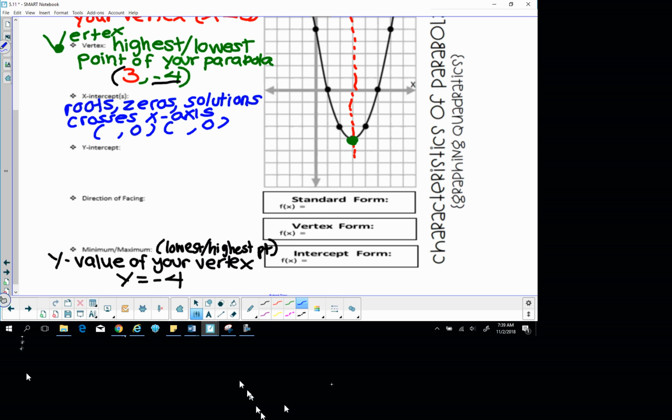Sometimes there will be 0 x-intercepts, which, if you're taking Algebra 2, you'll be learning about that, not in here. Sometimes there can be 1 x-intercept, so if it bounces off a point, it goes back. And there can be 2, which is usually how it is. So right here, I can see these are my 2 x-intercepts, and those points are (1, 0) and (5, 0). So those are your 2 x-intercepts.